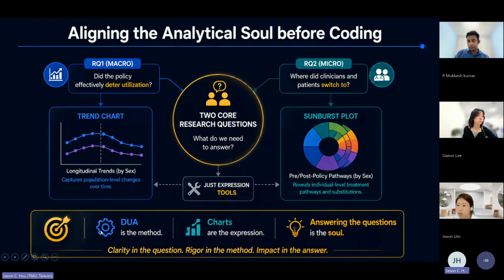We must remember that big data analysis is a method, and the statistical figures and charts are only the expression. But answering these two critical questions is the soul of the cross-national study. And the bottom of this slide shows: clarity in the question, rigor in the method, and impact in the answer.